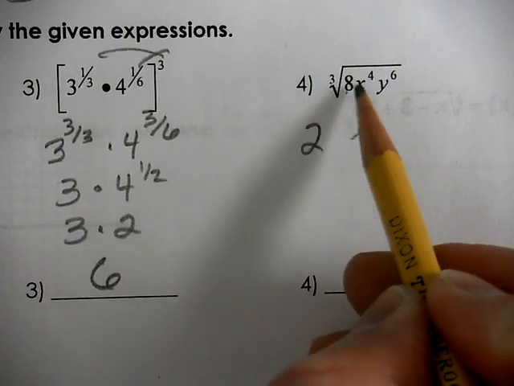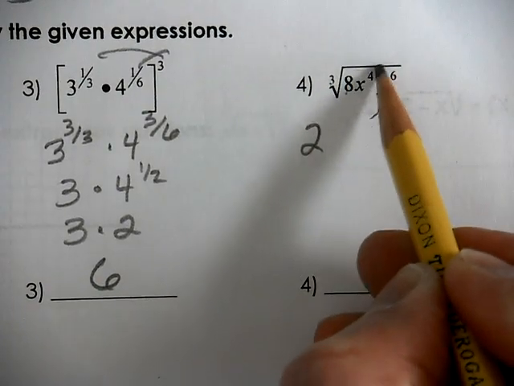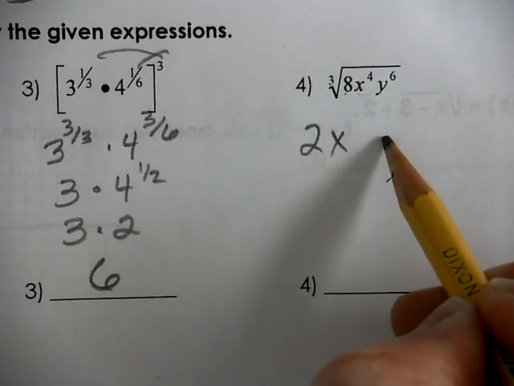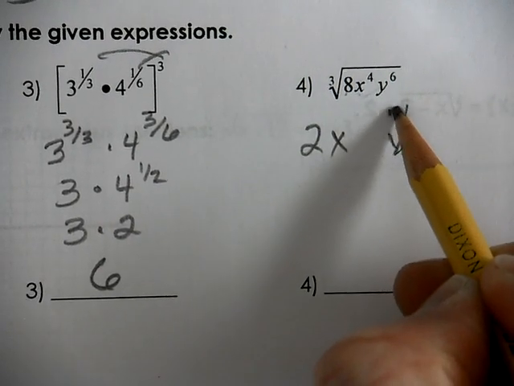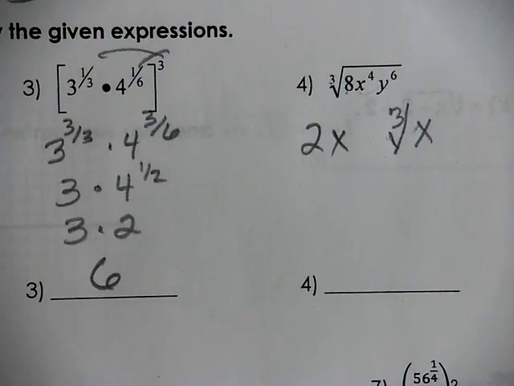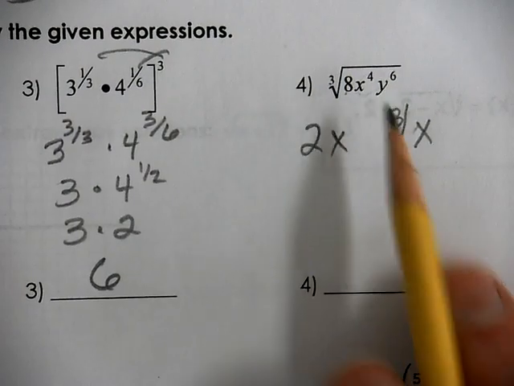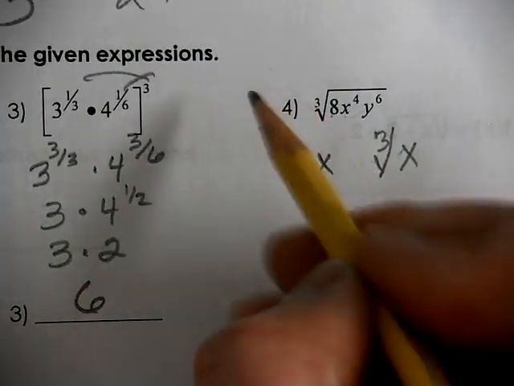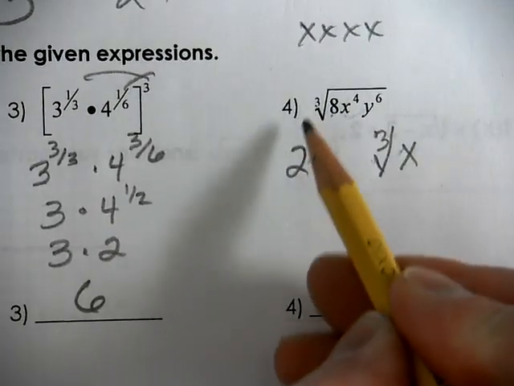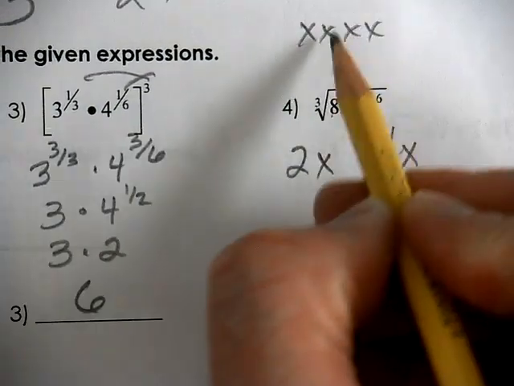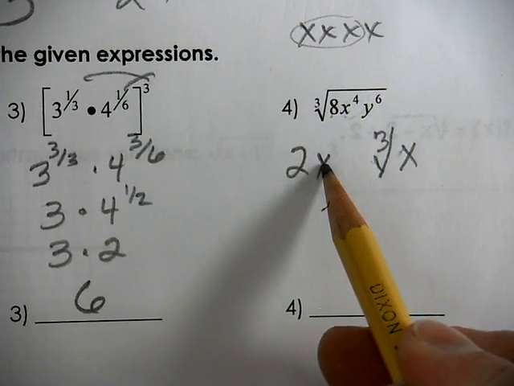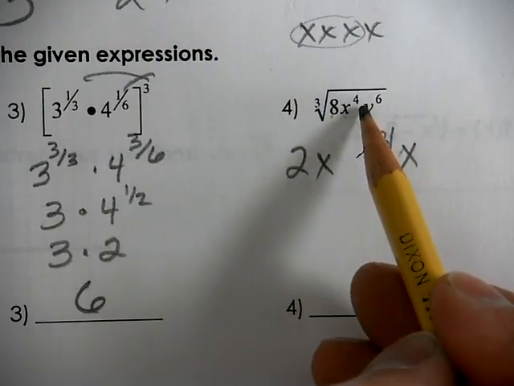I'm looking for 3 of a kind again. So I have 3 of a kind in this group. So I'm going to bring it out, but I'm also going to leave 1 of those x's still in the radical. If you're not quite sure what that means, I have 4 x's, x to the 4th power. I'm doing the cubed root of that. So I'm looking for 3 of a kind. That means I bring it out. And I have 1 left inside.